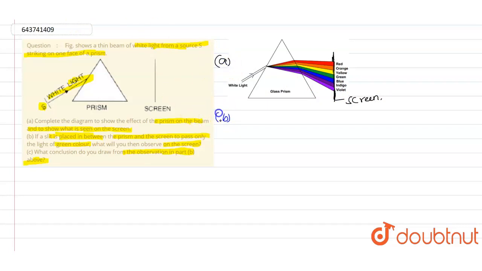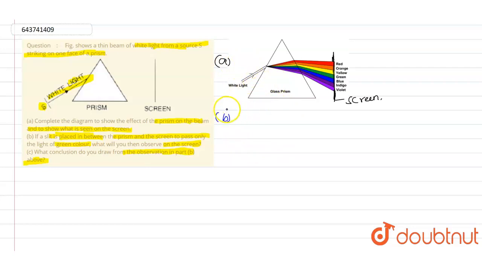The constituents of colors of white light are seen on the screen after dispersion through the prism. So that is the answer for question A.